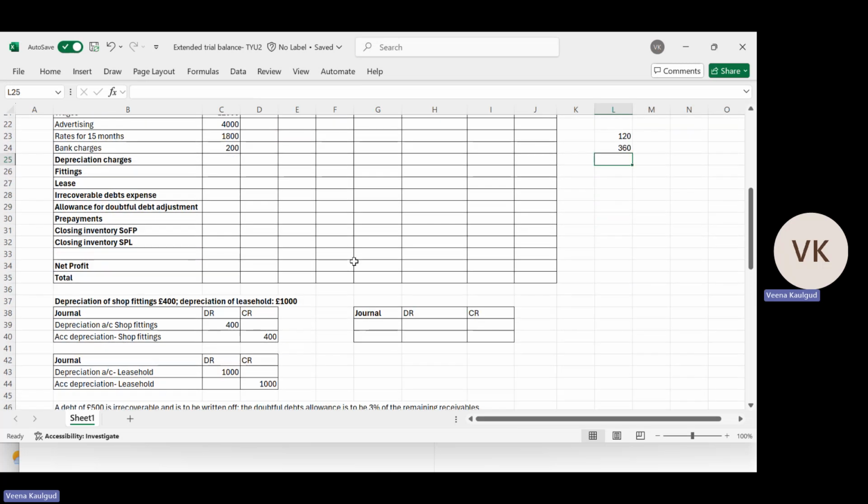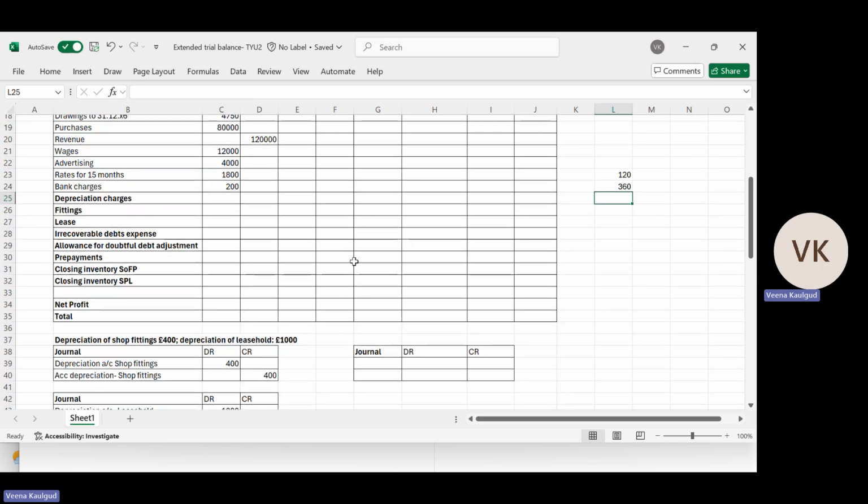So let me just show you now. Depreciation shop fittings debit and accumulated depreciation shop fittings credit. Any of these adjustments, guys, I will record them originally only on adjustments. I'll finish all the journals first, and then I will start doing the actual SPL and the SFP. So first I'm going to record all these journals. So depreciation debit shop fittings.